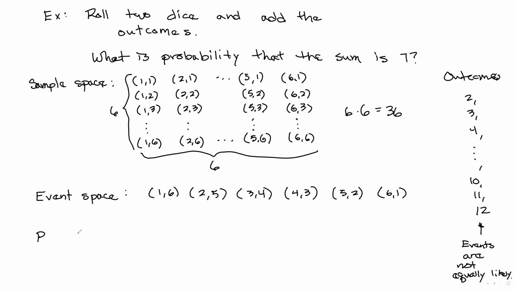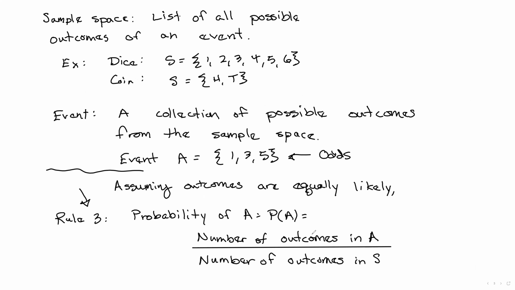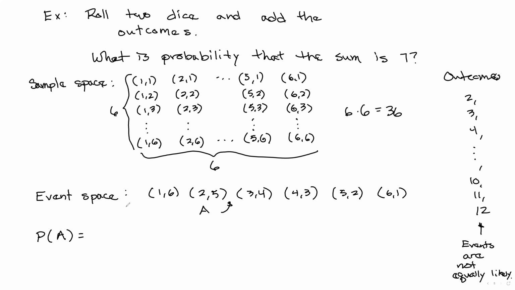So if we say our event space here is A, the probability of A is equal to, and again, what I'm doing here, if it's not obvious, is using this formula: number of outcomes in A over the number of outcomes in S. So the number of outcomes in A, there are 6 of them, over the number of total outcomes, which is 36. And so the probability of getting a 7 is 1 in 6.